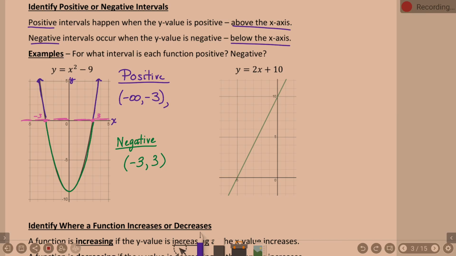When else is my graph positive? When does it start being positive again? At positive 3. So it starts being positive at 3. When does it stop being positive? Never, right? Infinity. So 3 to infinity. Infinities always use parentheses. And again, at 3, 3 is neither positive nor negative, so I'm using a parenthesis. 3 has a value of 0, if you will.